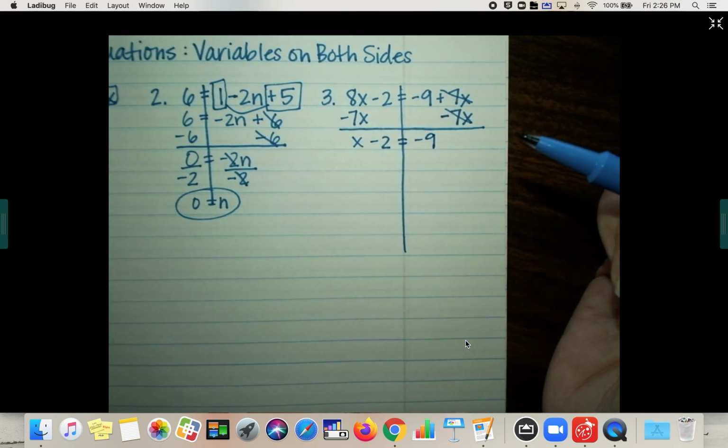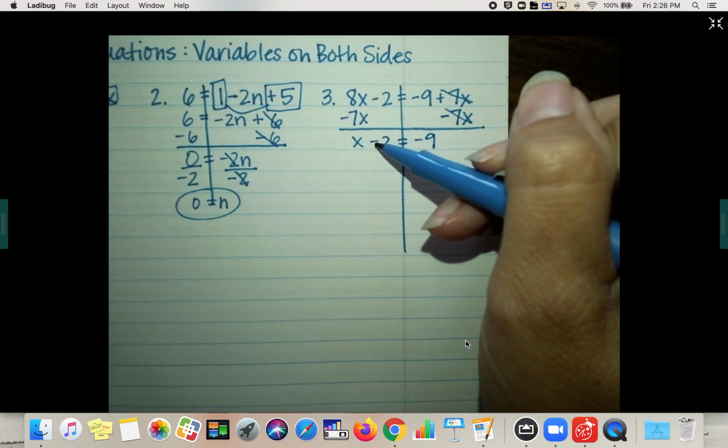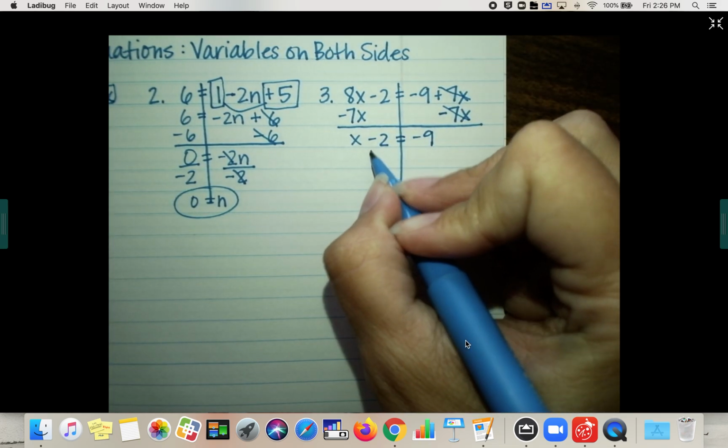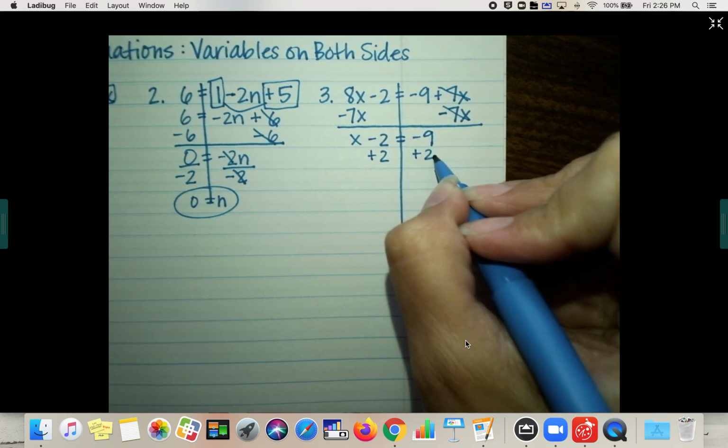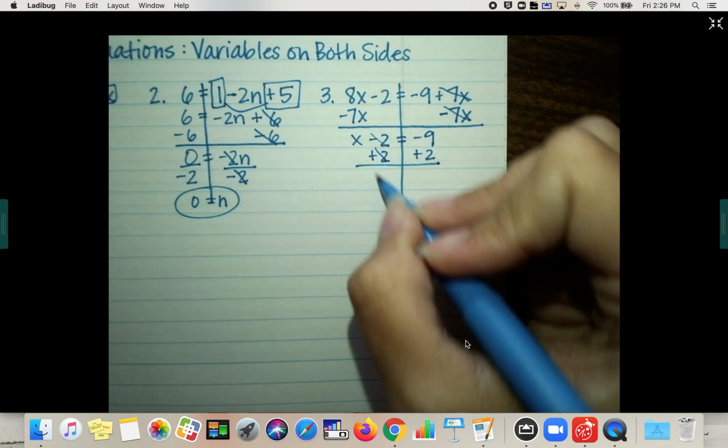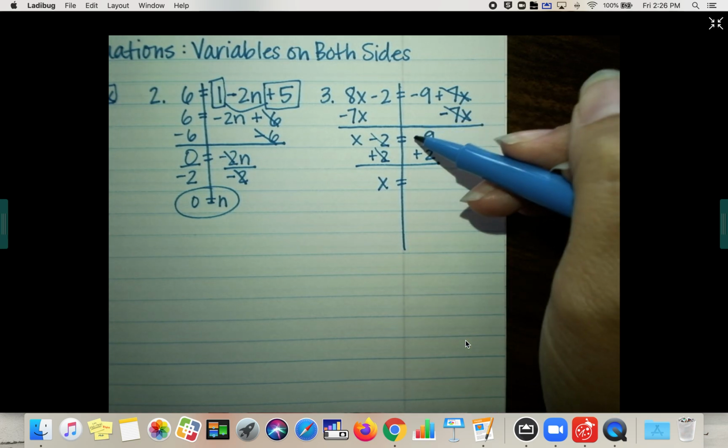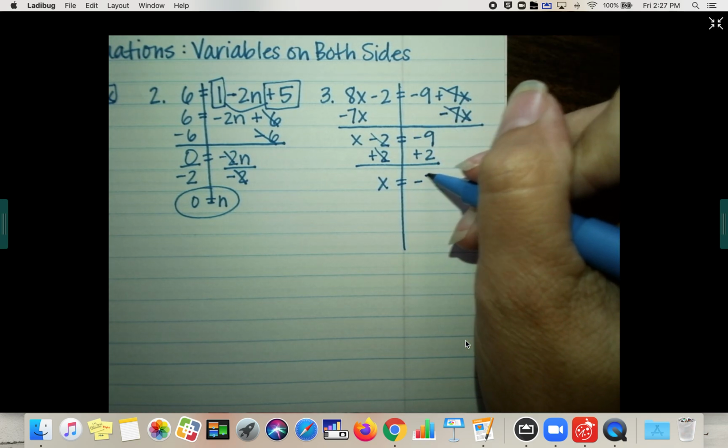X is almost totally by itself. All you have to do is do the opposite of our -2 by doing +2, and then cancel, cancel, x is by itself. -9 plus 2 is -7.